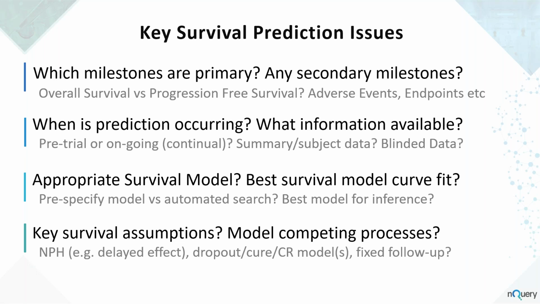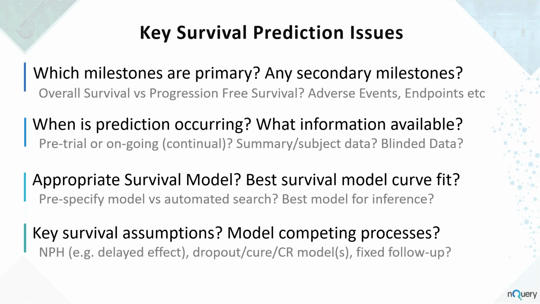So I suppose that's a classic example in oncology where the consideration of what your primary endpoint of interest is may be important to you, and you may want to have two models effectively, one for progression-free survival, one for overall survival, depending on which milestone you're talking about. And of course, there are other considerations such as adverse events and other endpoints that may be of interest, maybe non-survival endpoints.